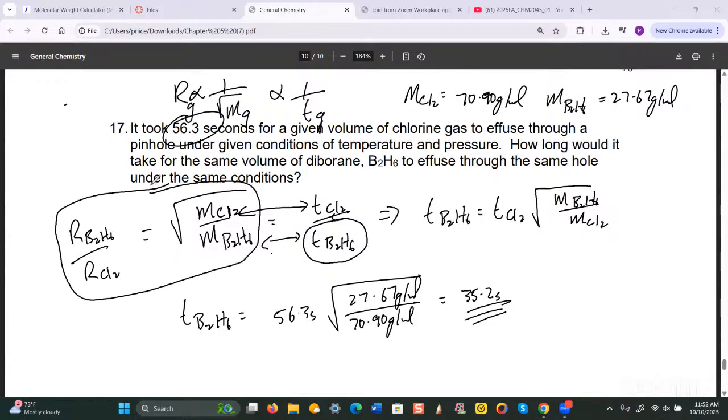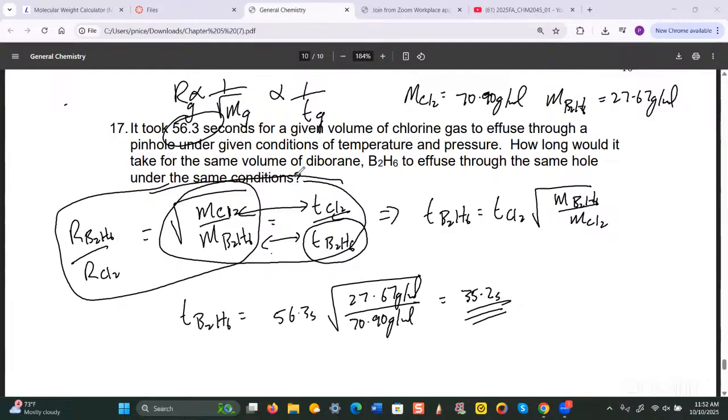According to Graham's law, the rate of effusion is directly proportional to 1 over the square root of the molar mass, right? But that's rate. We're not talking about time. Because there's an inverse relationship between rate and time, that's how we end up with this part right here. You see what I'm saying?